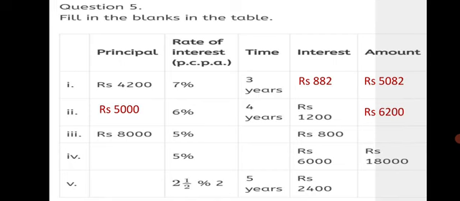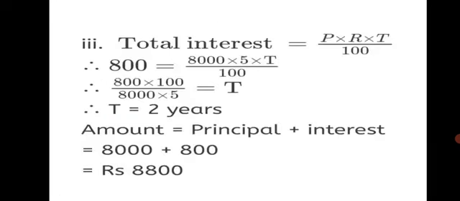So same formula we'll use. Total interest is equal to P into R into T upon 100. So substitute the values. 800 is equal to 8000 into 5 into T upon 100. Keeping T one side, shift the other quantities to the left hand side. 800 into 100 upon 8000 into 5 is equal to T. Now reduce the three zeros and find the answer. You will get T is equal to 2 years.